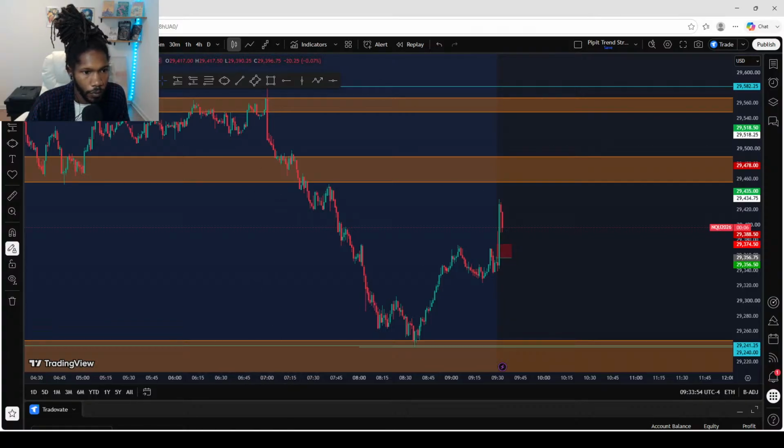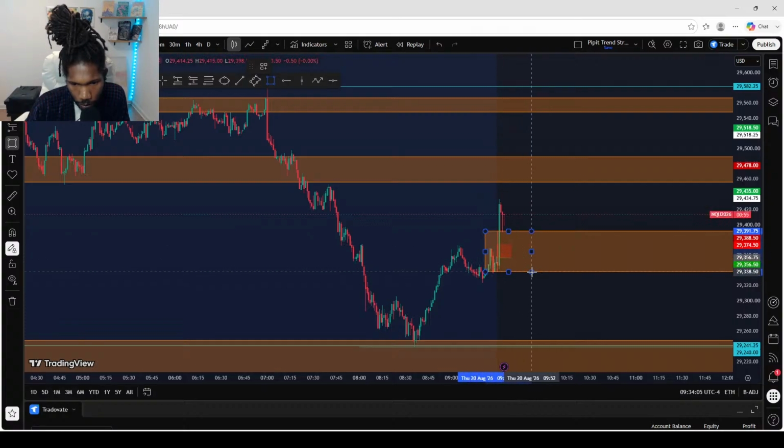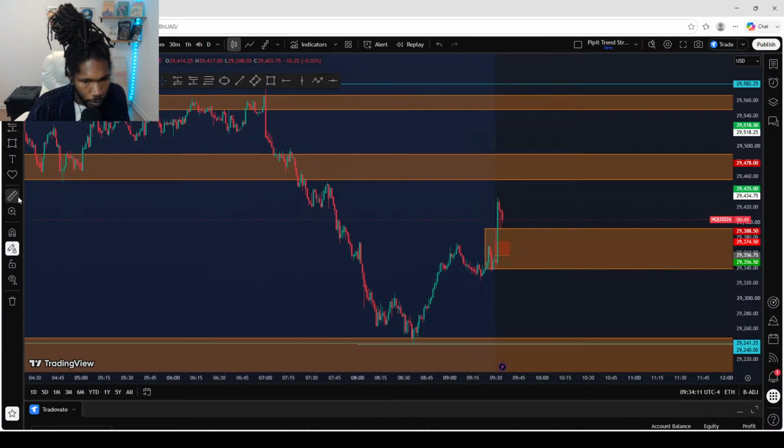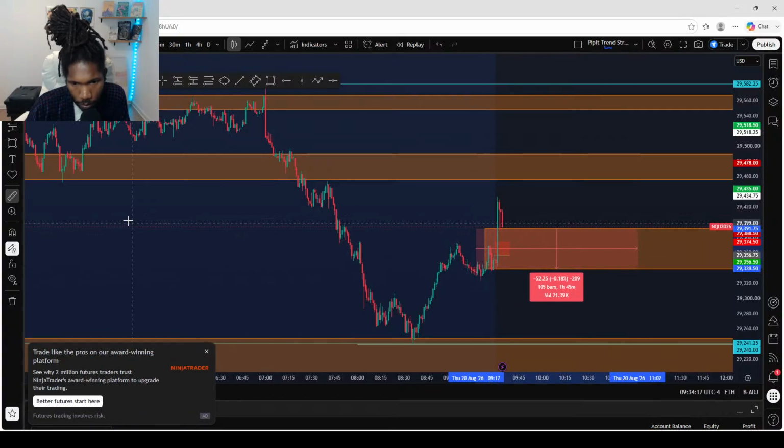Let's see. You know what? Let's take a look at, yeah, because right now we have this huge candlestick pattern that was created right here. Let's see what 50% of this would be. Boom.